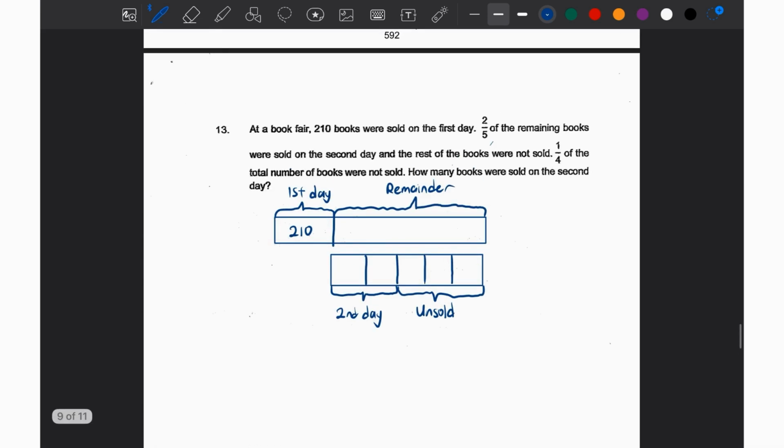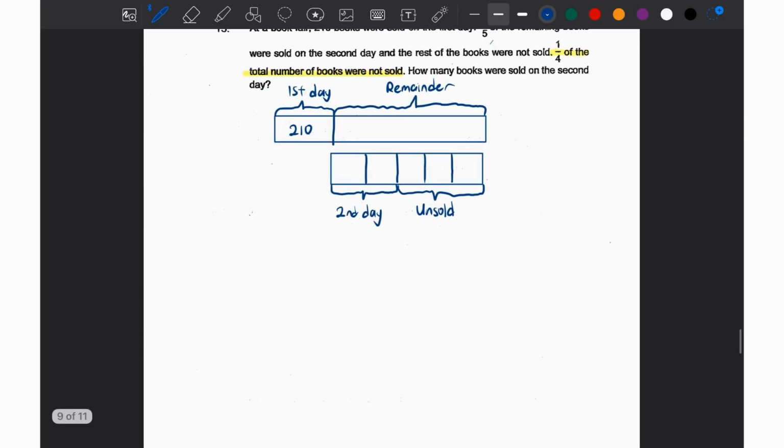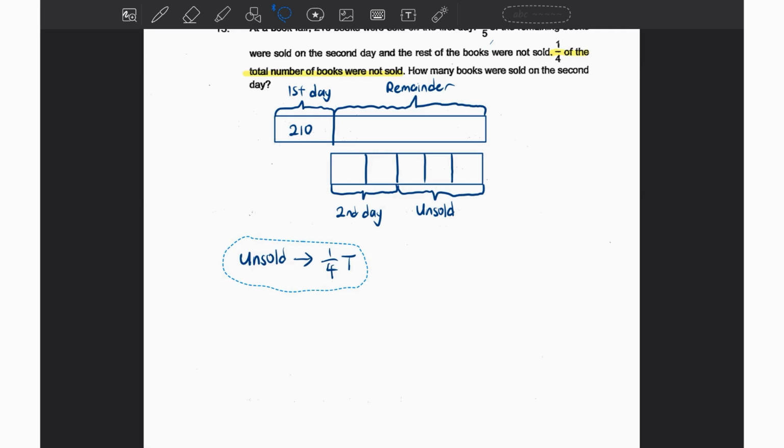Okay, we're also given that 1/4 of the total number of books were not sold. Okay, so our unsold is 1/4 of the total. Okay, that's what that statement tells us. Okay, so how can we solve from here? So you look at what you have unsold, right, which is this one part. And then you look at your remainder model, the unsold here. This is actually 3 boxes, right?